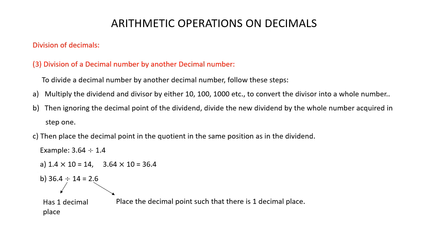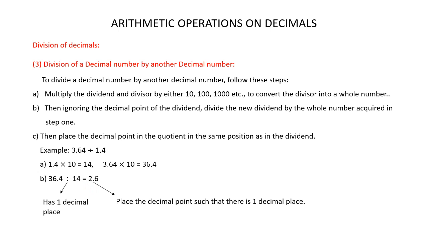But since you multiplied 1.4 with 10, you have to multiply 3.64 also with 10. So 3.64 multiplied by 10 will give you 36.4. Now you have 36.4 as the dividend and 14 as the divisor. So you have to divide 36.4 by 14. To do that, first you have to ignore the decimal point in 36.4. So now you have to divide 364 by 14. When you divide 364 by 14, you will get the quotient as 26.